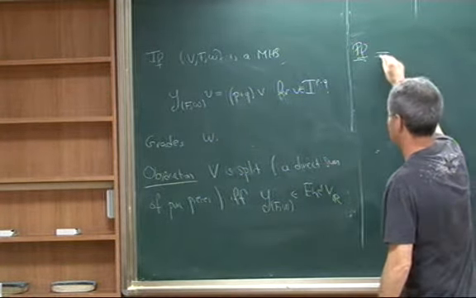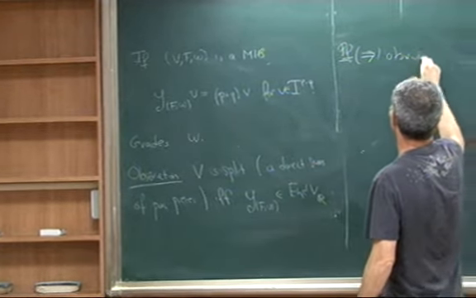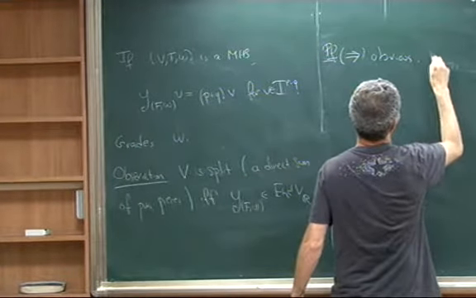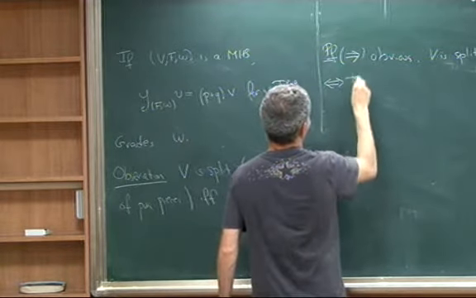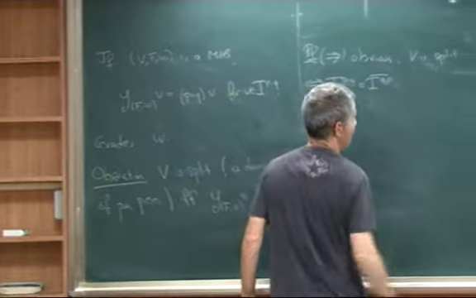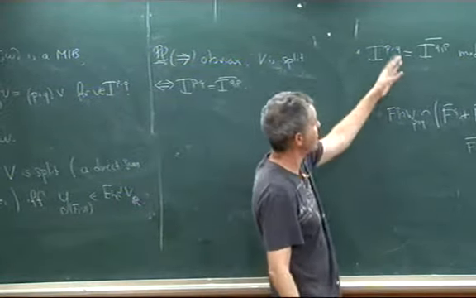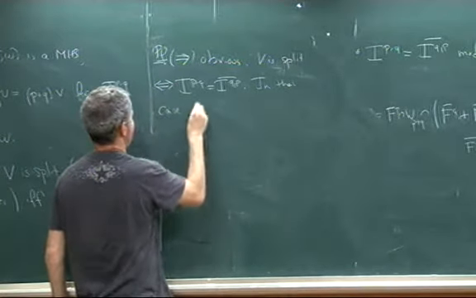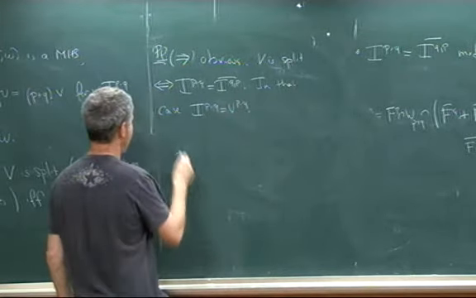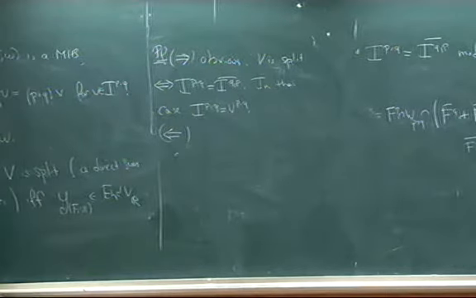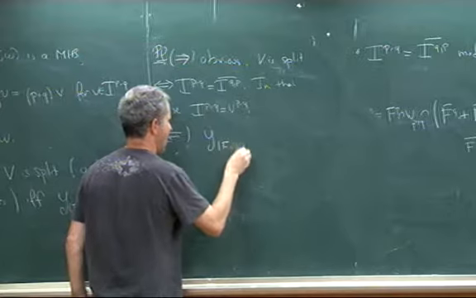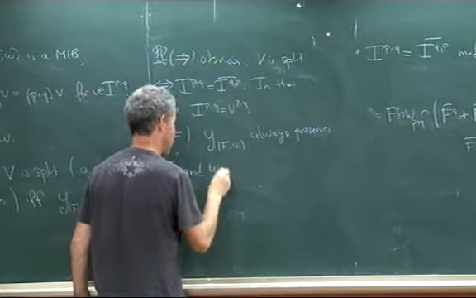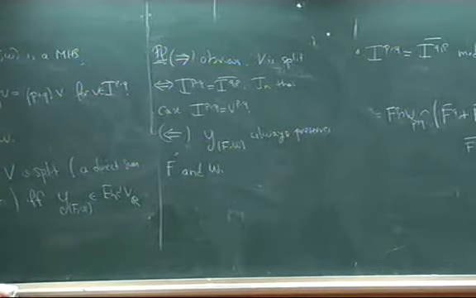Okay, so this way is obvious. The point is that if it's split, then I^{P,Q} is equal to the conjugate of I^{Q,P}. That's kind of obvious, because in the case that it's split, the I^{P,Q}s are just those V^{P,Q}s. Okay, this way it's kind of obvious, but it's kind of nice. This Y of F, W always preserves F and W, because it's defined to preserve these I^{P,Q}s.